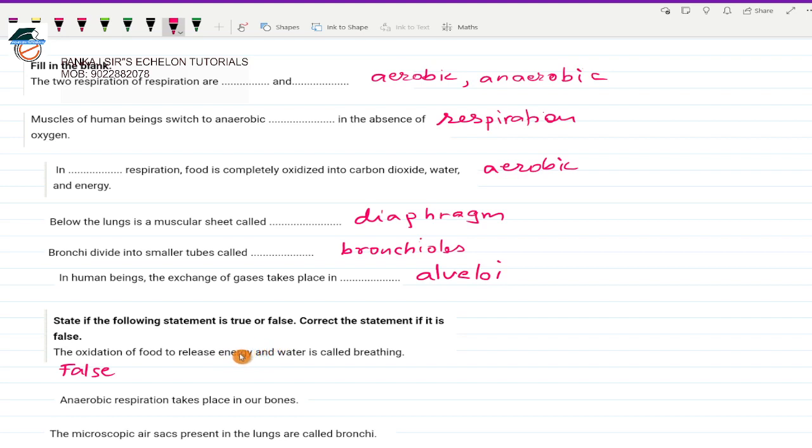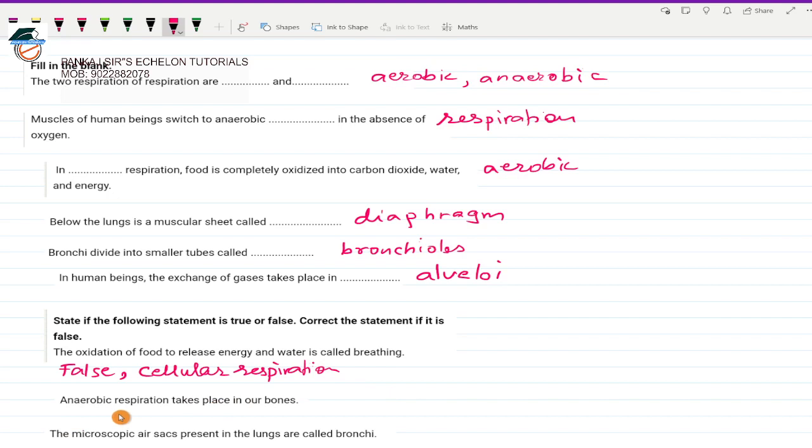The oxidation of food to release energy and water is called, okay, it's not breathing, it is false. So if you want to correct it, then you can write that the oxidation of food and release of energy and water is called cellular respiration, or you can write internal respiration or intracellular respiration. All three are correct.